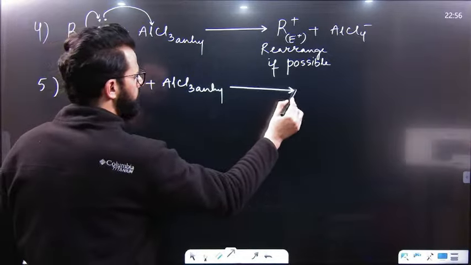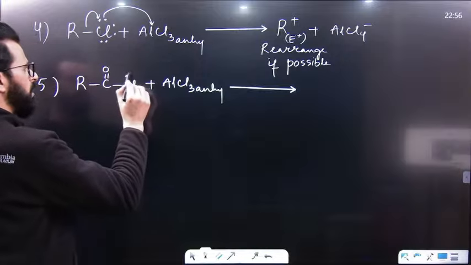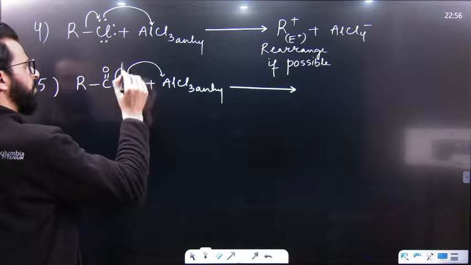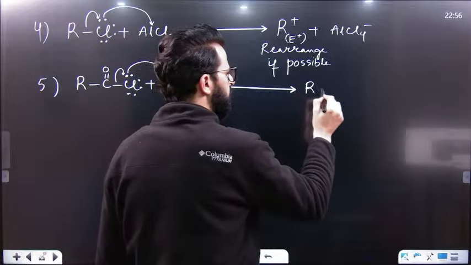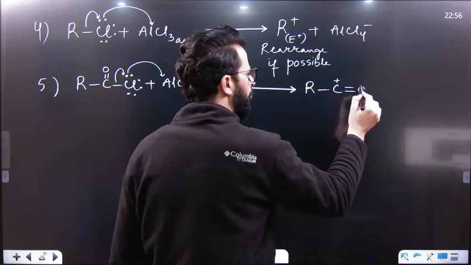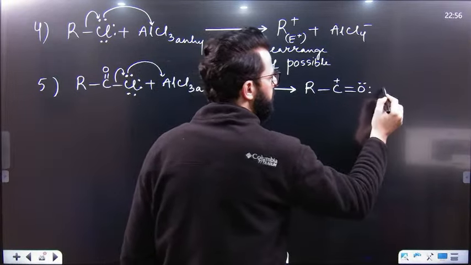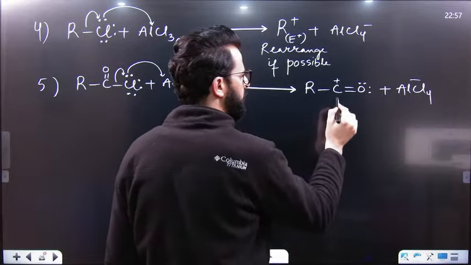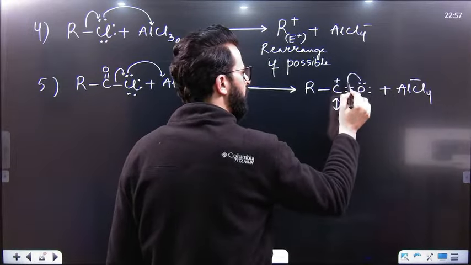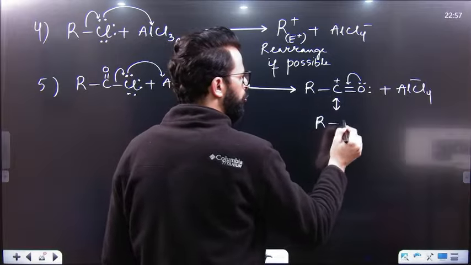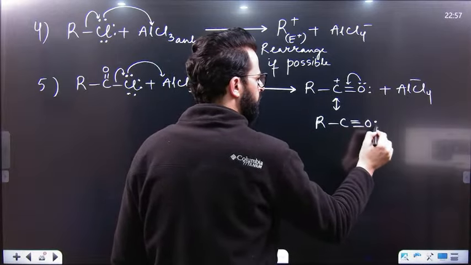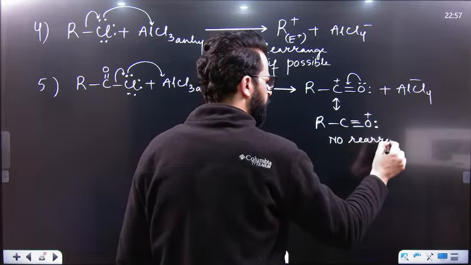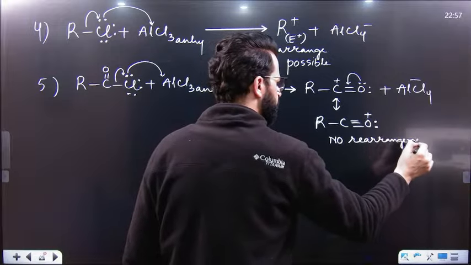Now, what will happen? This Cl will attack over this and this bond will be broken. Now, it will result in the formation of R-C positive double bond O. But here no rearrangement takes place as this is very stable, because of back bonding or resonance. So no rearrangement takes place over here. This is the carbocation where no rearrangement takes place.